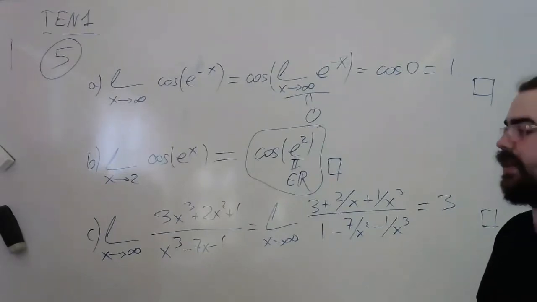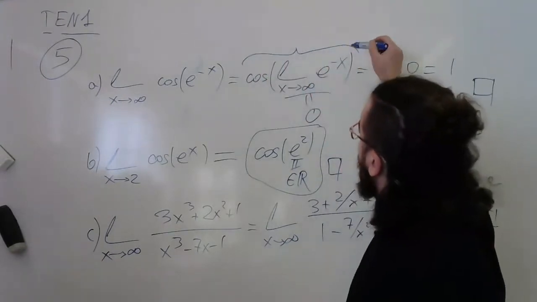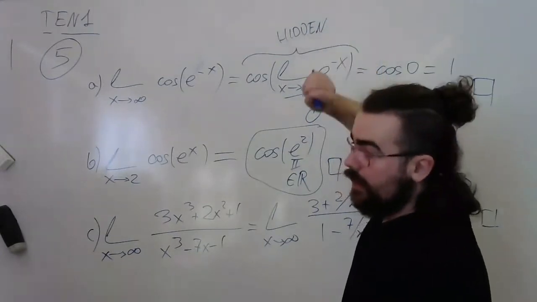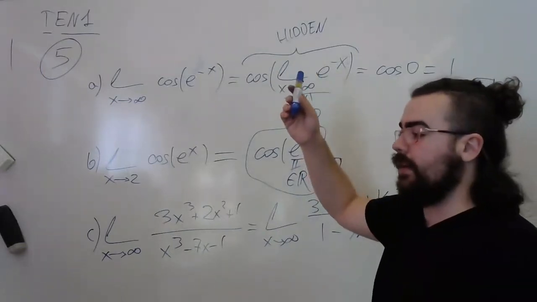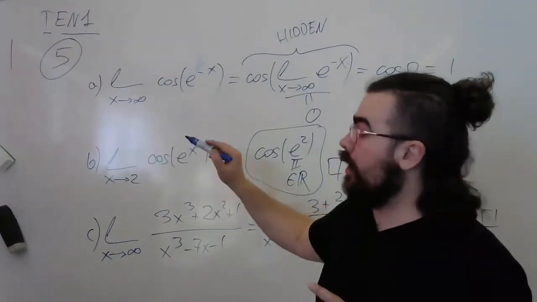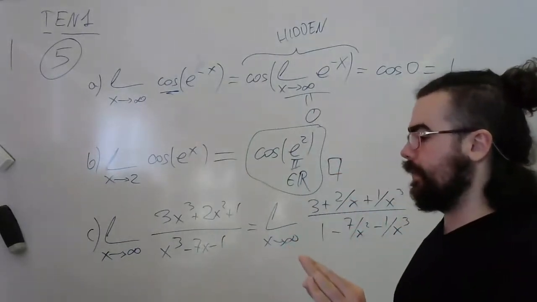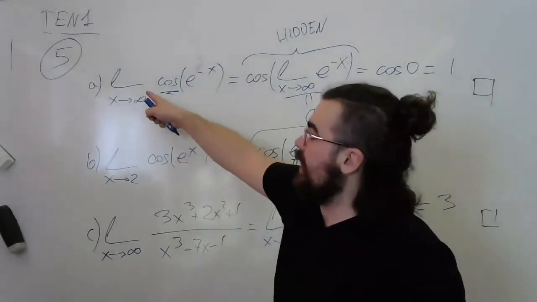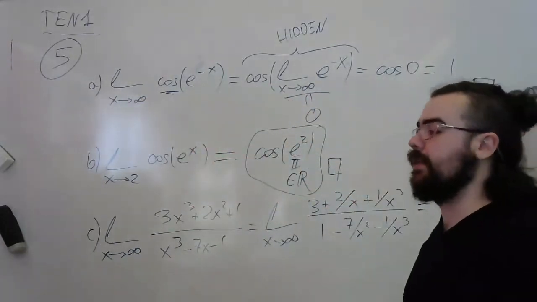In A, I move the limit inside the cosine. Okay, this step that I'm showing you here is usually hidden. Every time you solve a limit, you are implicitly doing this. You are allowed to do it as long as the function you are exchanging with the limit is continuous. In this case, the cosine is continuous in the area that we are talking about, so you can exchange the cosine and the limit.